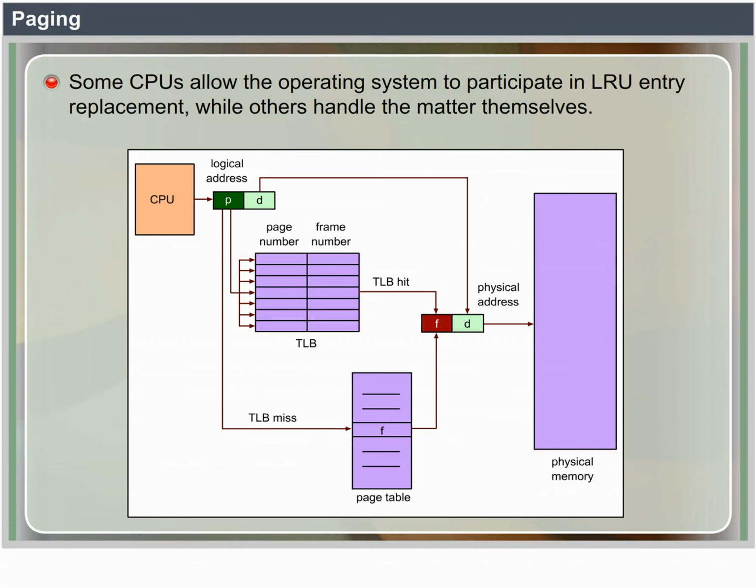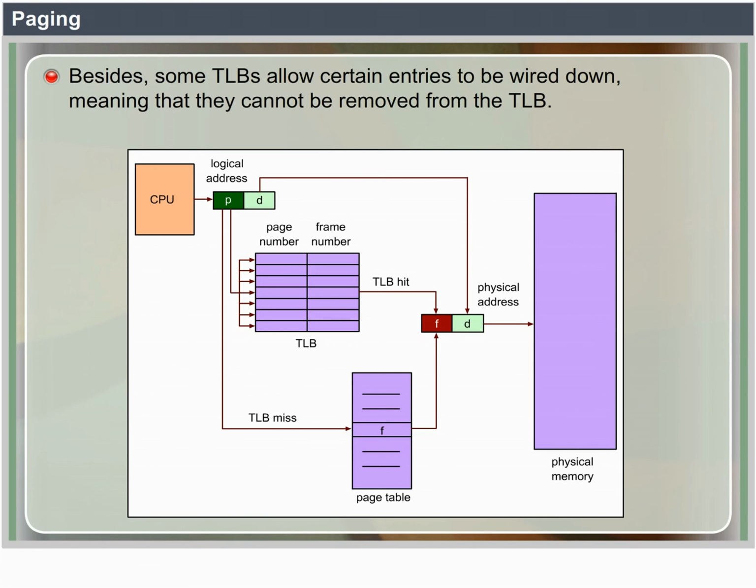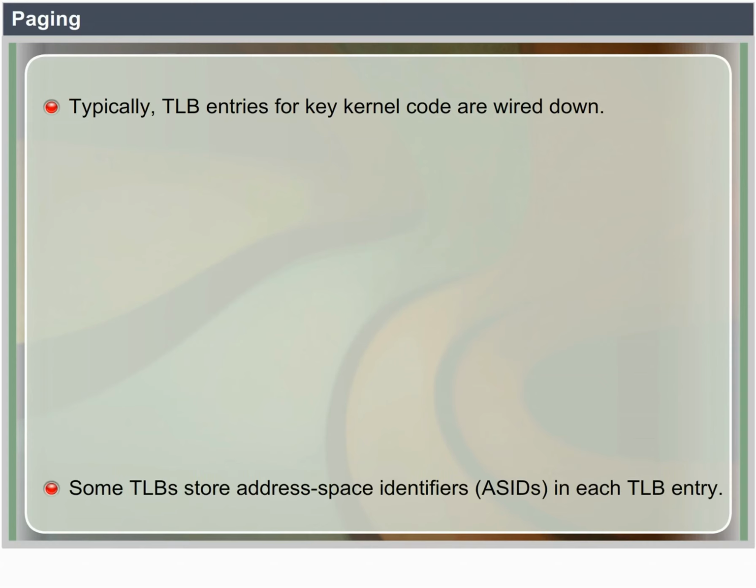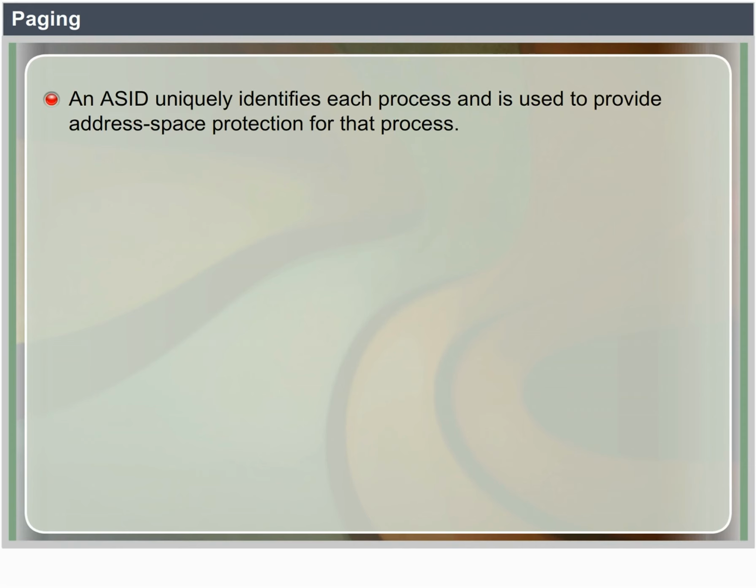Furthermore, some TLBs allow certain entries to be wired down, meaning that they cannot be removed from the TLB. Typically, TLB entries for key kernel code are wired down. Some TLBs store address space identifiers, ASIDs, in each TLB entry. An ASID uniquely identifies each process and is used to provide address space protection for that process.